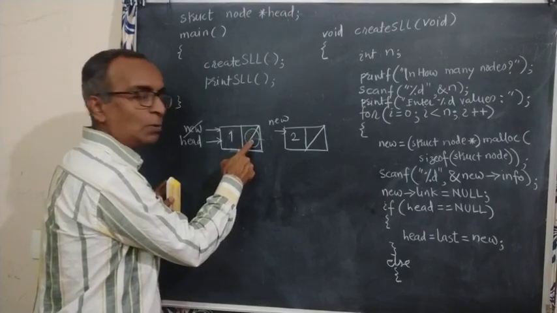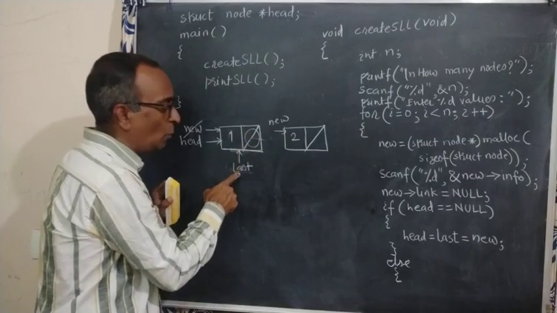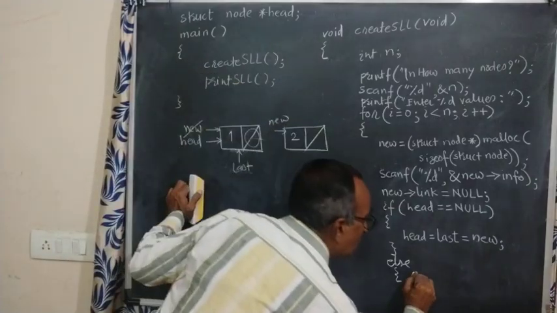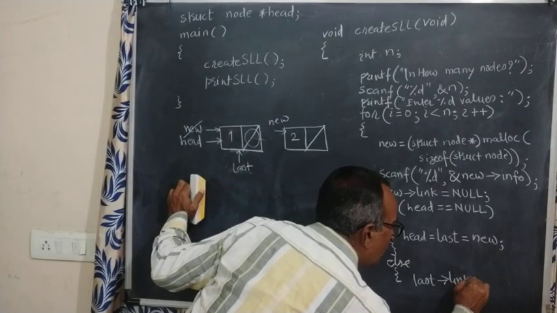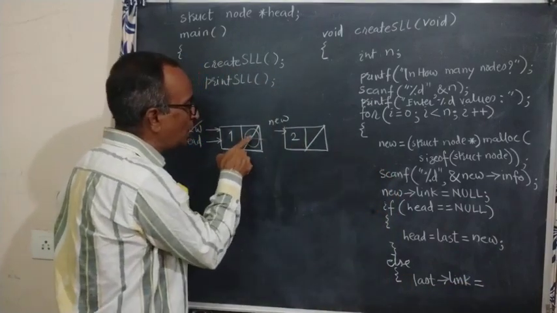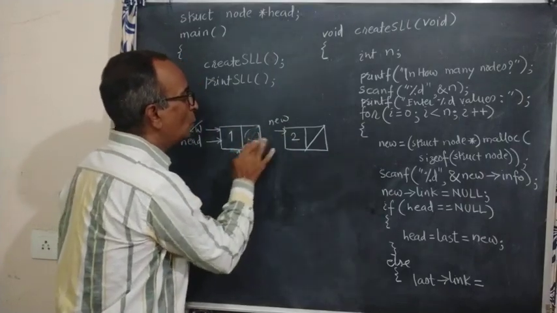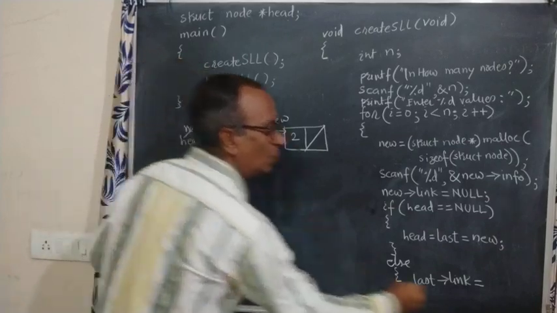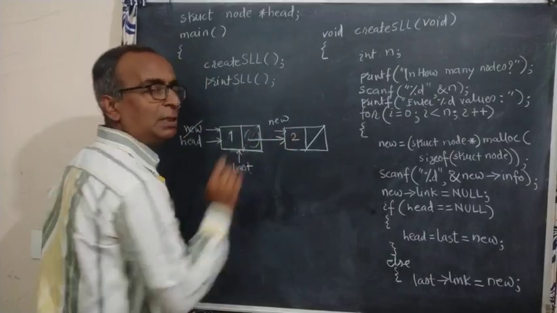How to access this field? For accessing, you should have a node's address. So last's link field. What am I giving to last's link field? This should point to this node because I am inserting at the end. So I should have this node's address. Where is this node's address? It is in new. So new is given here.